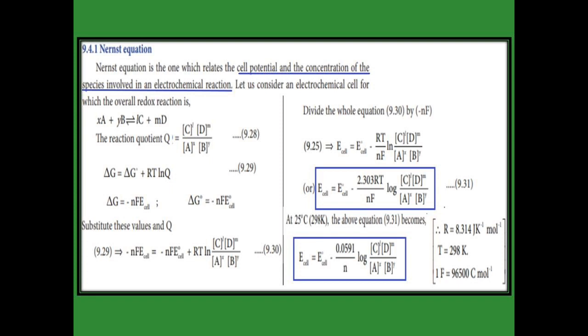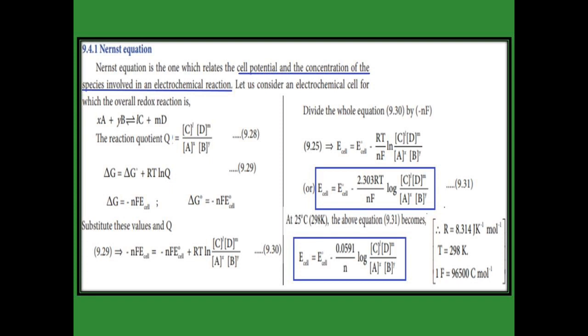Afterward, we know from 11th standard that delta G is equal to delta G naught plus RT ln Q, where ln means natural log of Q. Then from the thermodynamics equation, delta G is equal to minus nF E cell. Delta G naught is minus nF E naught cell. So we substitute these three equations with the Q value from 9.28. We get the equation minus nF E cell is equal to minus nF E naught cell plus RT natural log of concentration of C into concentration of D divided by concentration of A into concentration of B.